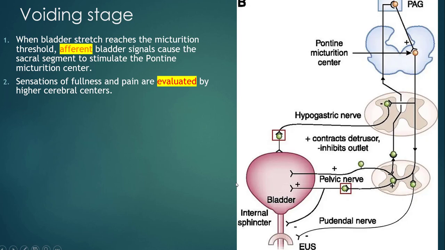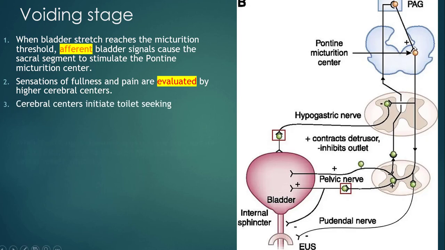Sensation of fullness and pain are evaluated by the higher cerebral centers. This pressure and pain sensation are evaluated in the higher centers. Cerebral centers initiate toilet seeking.